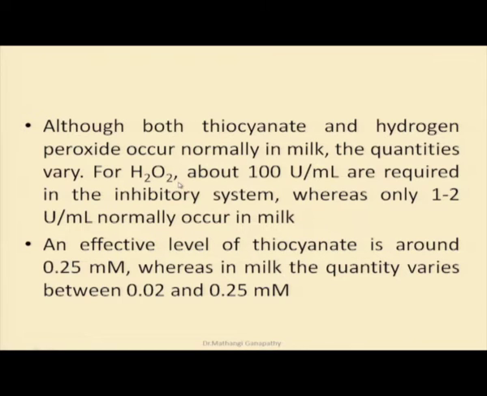For hydrogen peroxide, you require 100 units per ml for the inhibitory system, but natural milk, normal milk, contains only 1 to 2 units per milliliter. So, the extra amount has to be provided to the milk to activate the lactoperoxidase system and to preserve the milk. An effective level of thiocyanate is around 0.25 millimole, whereas in the milk the quantity varies from 0.02 to 0.25 millimole. So, depending upon the breed of the animal from which the milk is taken, thiocyanate has to be added so as to become effective.